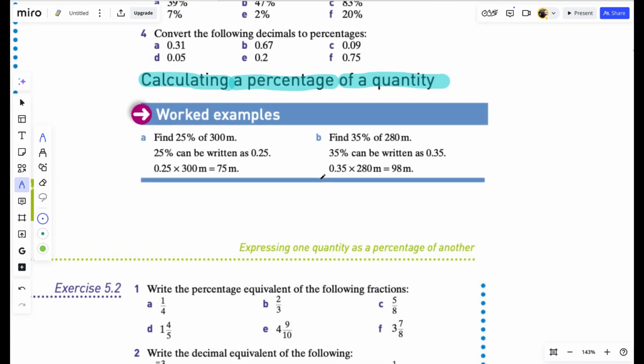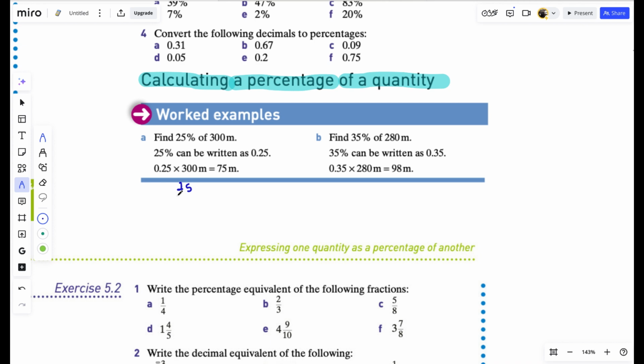Now let's take a look at calculating a percentage of a quantity. How do you calculate a percentage of a quantity? Let's say we give you, this one is like a ratio, 300 ringgit or $300. We say find 25% of $300. So what you do, you say 25% means 25 over 100.